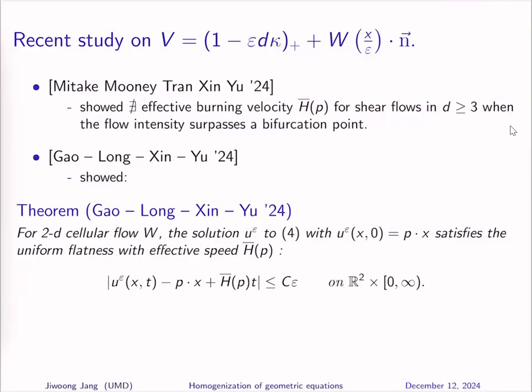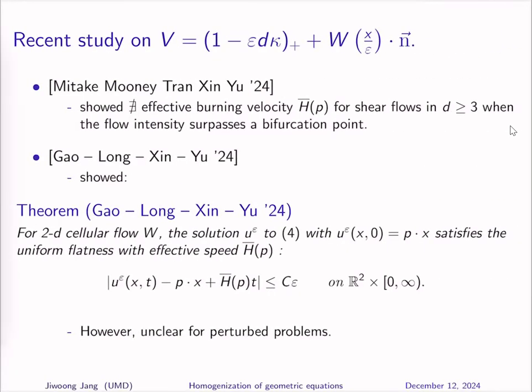The effective speed is denoted by WH bar P, and E applies to every direction. So we know the uniform flatness behavior for every direction. Their approach was using game theoretic analysis, and they analyzed the game trajectories. Based on their method, they were able to control the oscillation of characters. They obtained the uniform flatness in every direction.